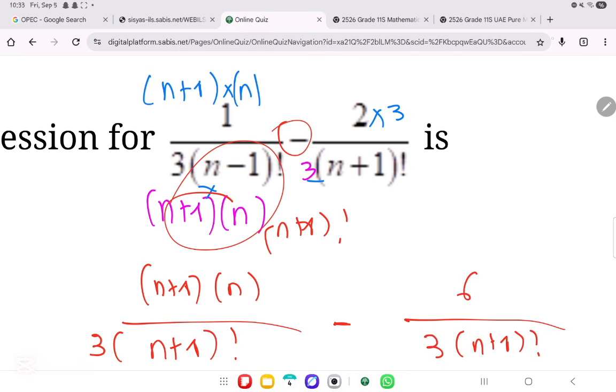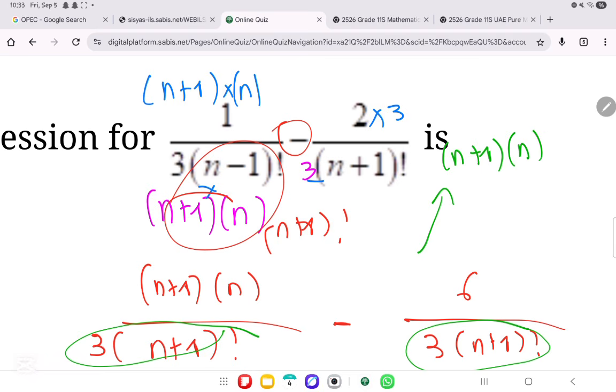As you can see, they both have the same denominators. Now that they both have the same denominators, you can combine them, and it's going to be n plus 1 times n minus 6 over 3 times n plus 1 factorial.